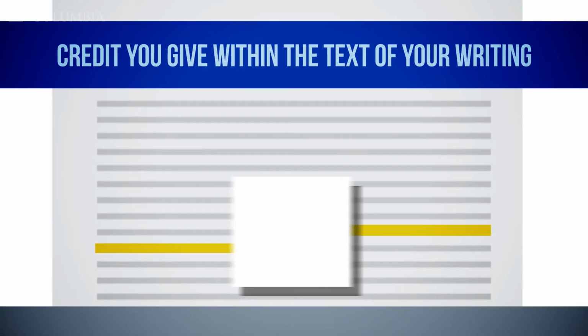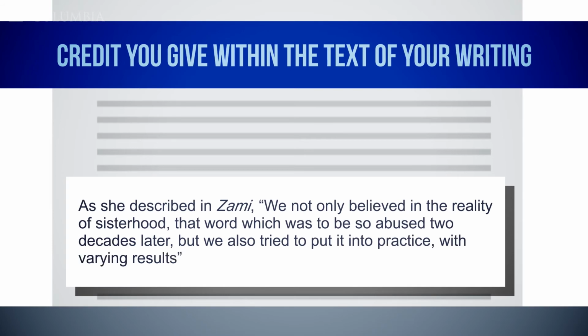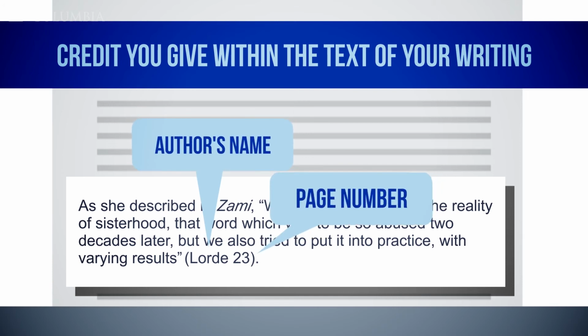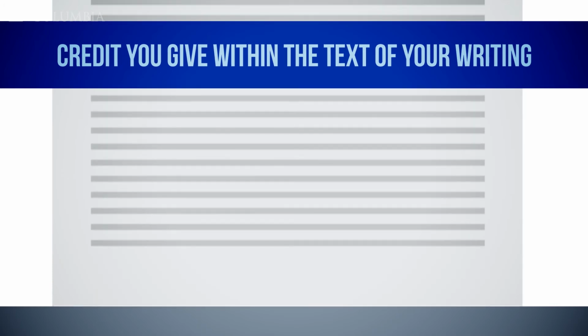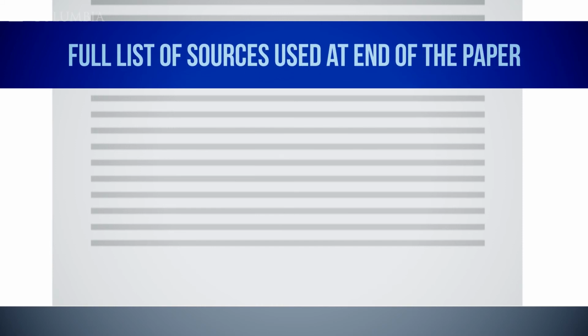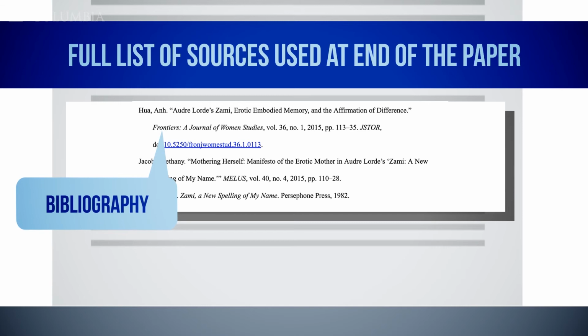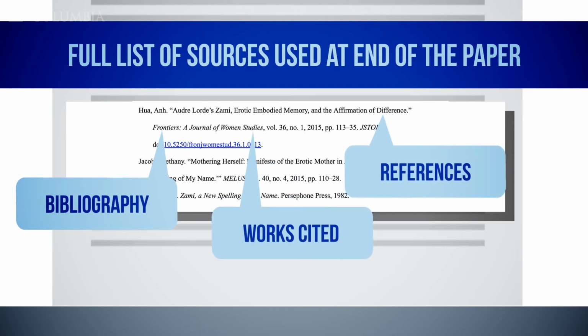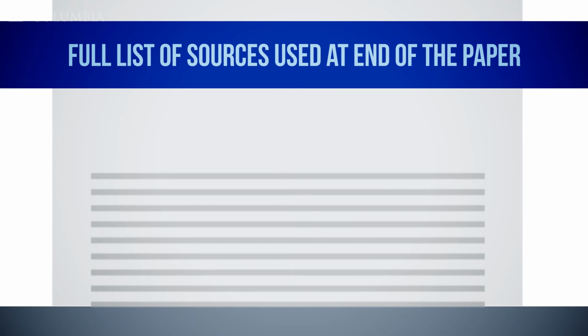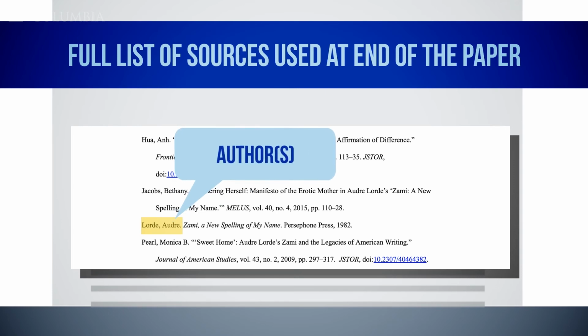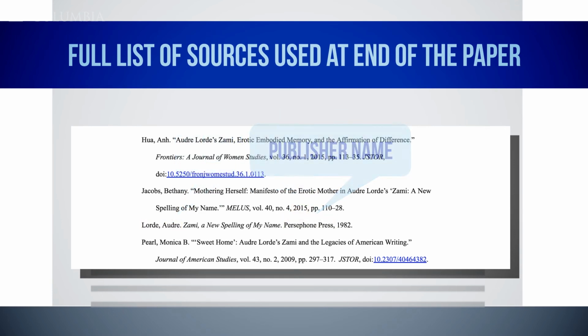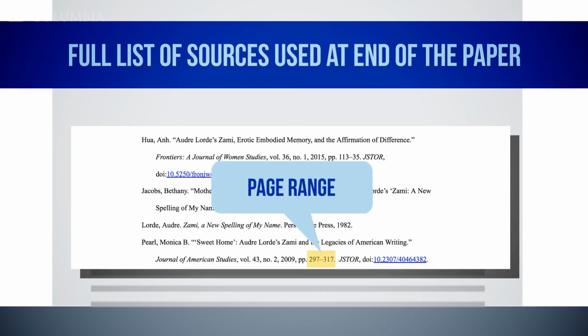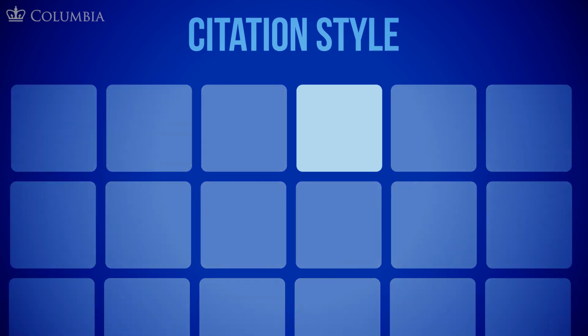For example, in MLA citation style, citations in the text go in parentheses at the end of a sentence. The citation in the text typically includes the author's name and a page number. The second part of citation is the full list of sources used at the end of the paper. Sometimes this is called a bibliography, a works cited list, or a references list. Each source is listed with all of the information someone might need to locate it later. Usually this includes the author or authors, year published, publisher name, and page numbers if the source is part of a larger work. Be sure to examine your specified citation style so you know which information you should include.